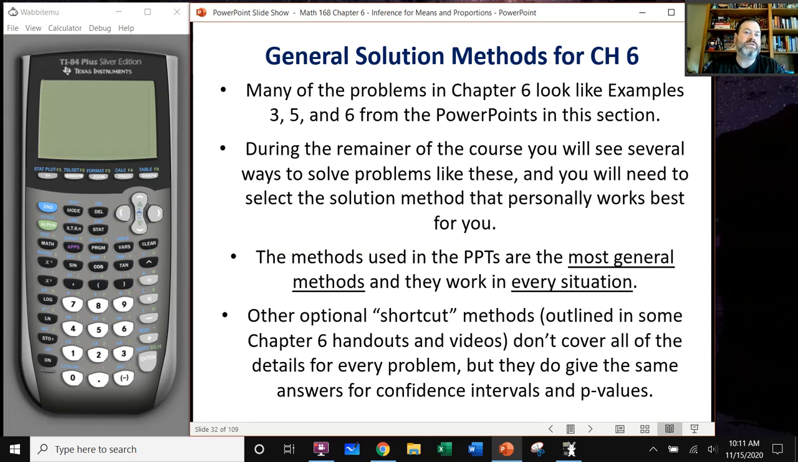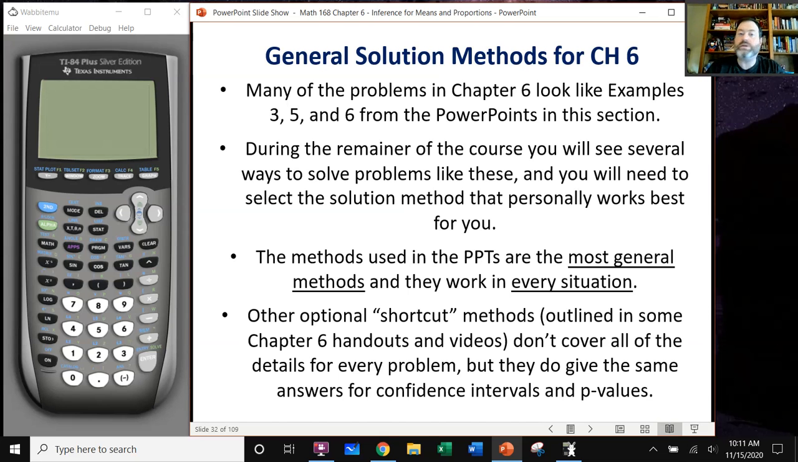So I'm going over stuff that I might not even need to go over. Other optional shortcut methods outlined in some Chapter 6 handouts and videos don't cover all the details for every problem, but they do give the same answers for confidence intervals and p-values. So that's what I'm going to talk about next.